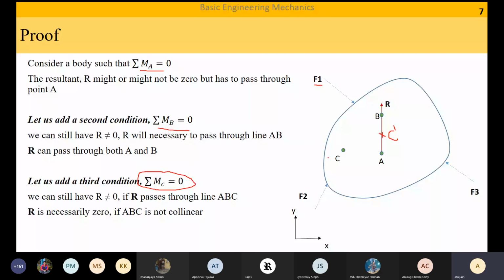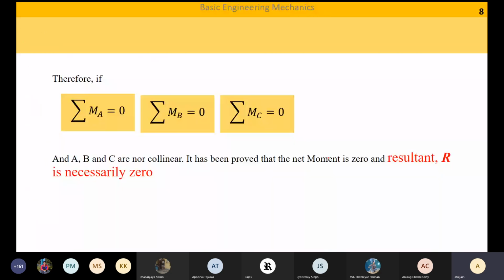Therefore, we can say if the summation of moment about 3 independent points A, B, and C is individually 0 and A, B, C are not collinear, then net moment is 0 by definition, and the resultant R is also necessarily 0. Therefore, my body is guaranteed to be in a state of equilibrium.